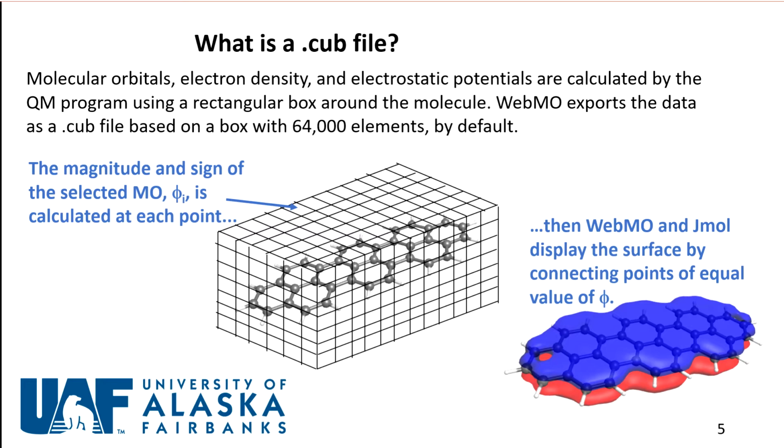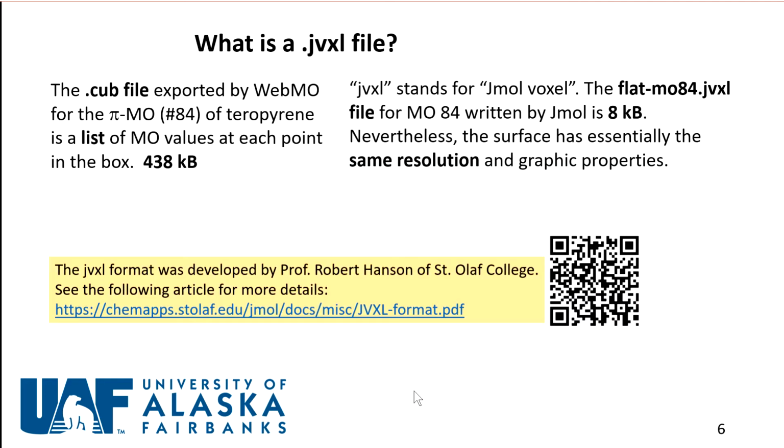What are cube files? These record the value of the MO function throughout a region, including and surrounding the molecule. The region is described by a rectangular box containing 64,000 points. To display the MO, WebMO or Jmol connects points of equal value, which is called an isosurface. The cube file for the pteropyrene PyMO is 484 KB, while the Jvxl file for that surface is only 8 KB. Robert Hanson of St. Olaf College developed the Jvxl format about 10 years ago.